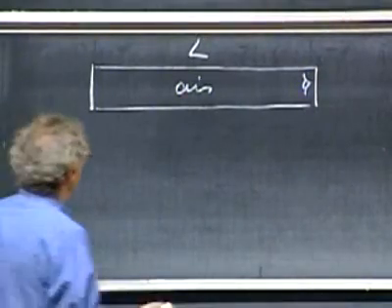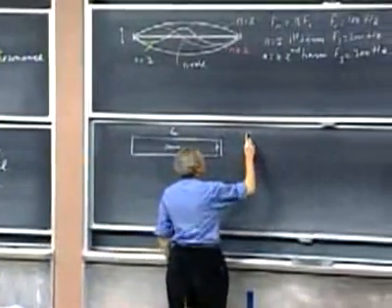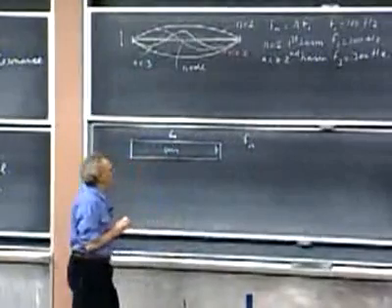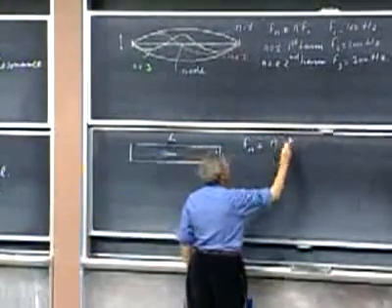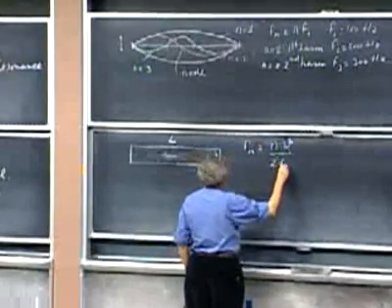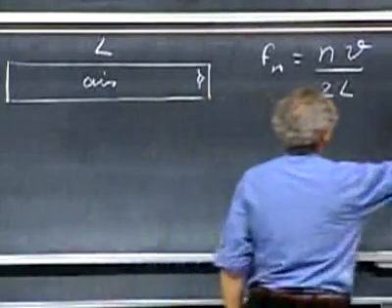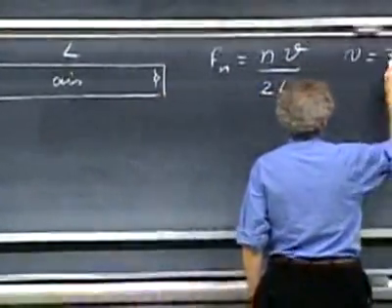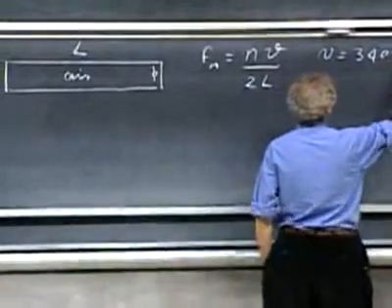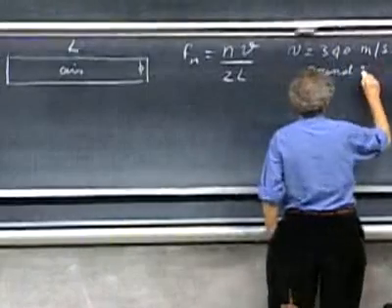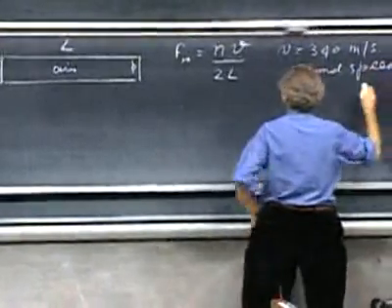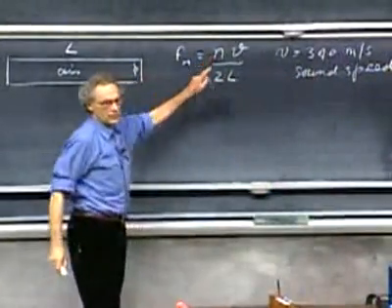In this case, the nth mode, the nth harmonic, is given by n times the velocity of sound divided by 2L. And V is about 340 meters per second at room temperature, so it is the sound speed. Notice it's again linear in n.